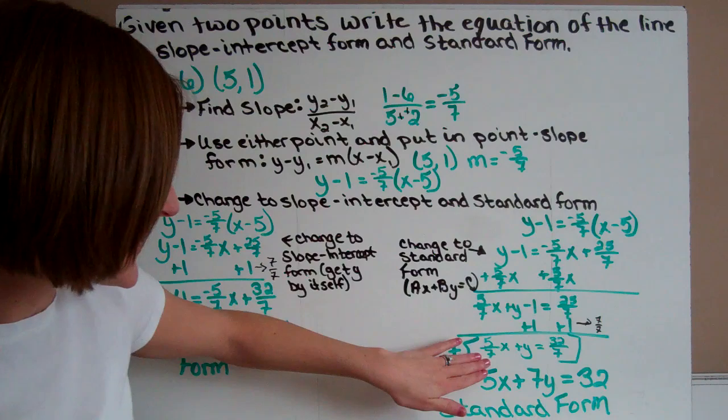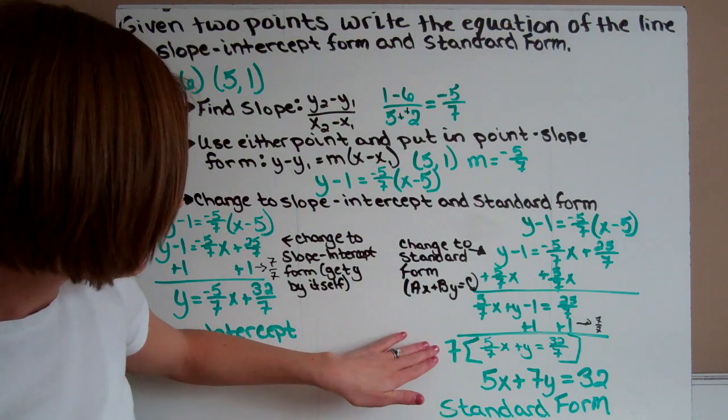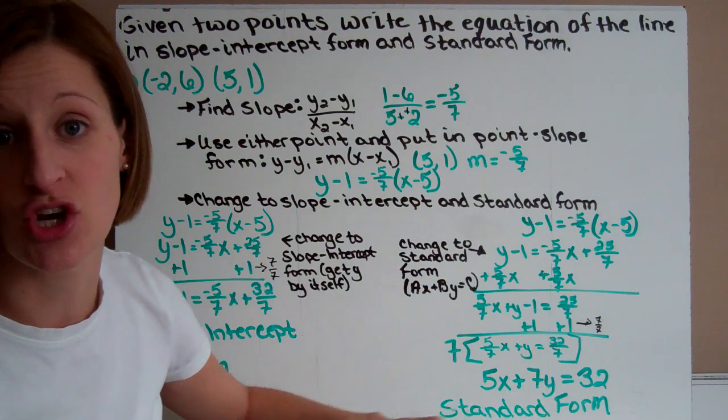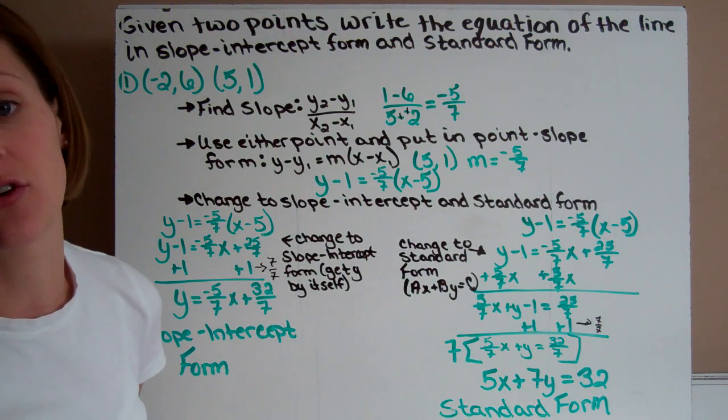7 times 5/7 x is 5x. 7 times y is 7y. And 7 times 32/7 is 32. And that's our standard form.